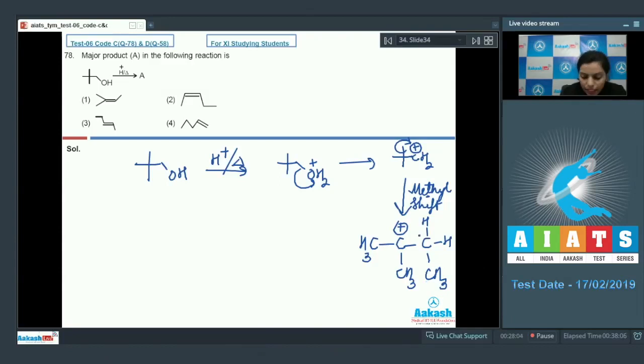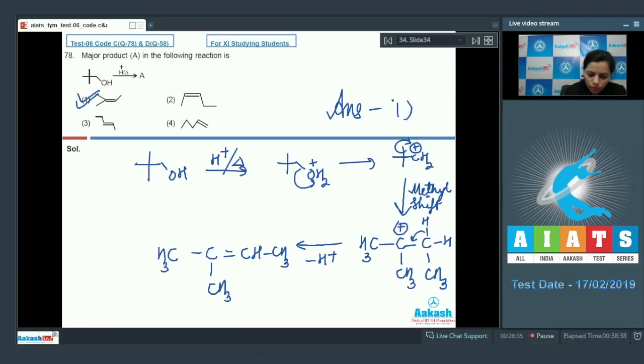This is unstable, and this can be stabilized by shifting these electrons here and by the removal of this proton. So this gets changed into CH3, C double bond CH, CH3, this is CH3 here. This is the product that you will obtain. This is A, and you can clearly see that this product is given here in option 1. That's why I'll choose this as the correct option. After that, question number 79 is here.